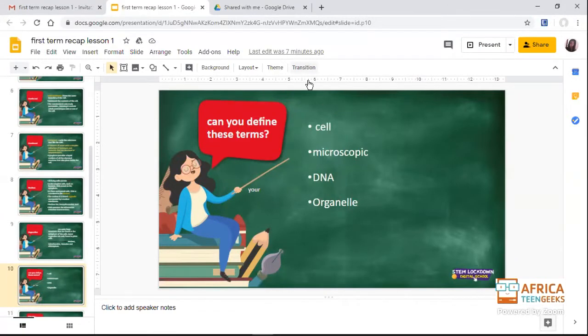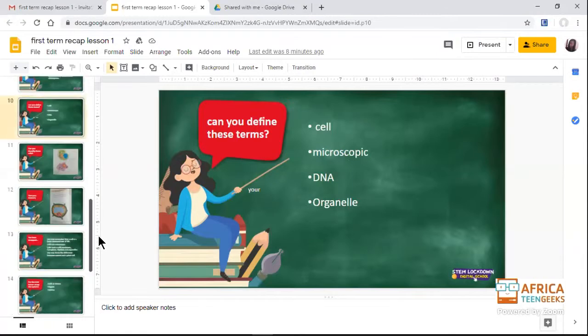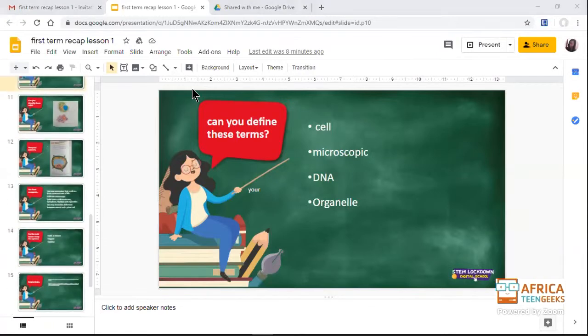So what is a DNA? Deoxyribonucleic acid. It is the carrier of genetic information. That is correct. The material found in cells that carries the hereditary information. It is found in the nucleus. It has genetic information. That is correct, guys. And lastly, what is an organelle? What do I mean by an organelle? So organelles are specialized structures found inside living cells.